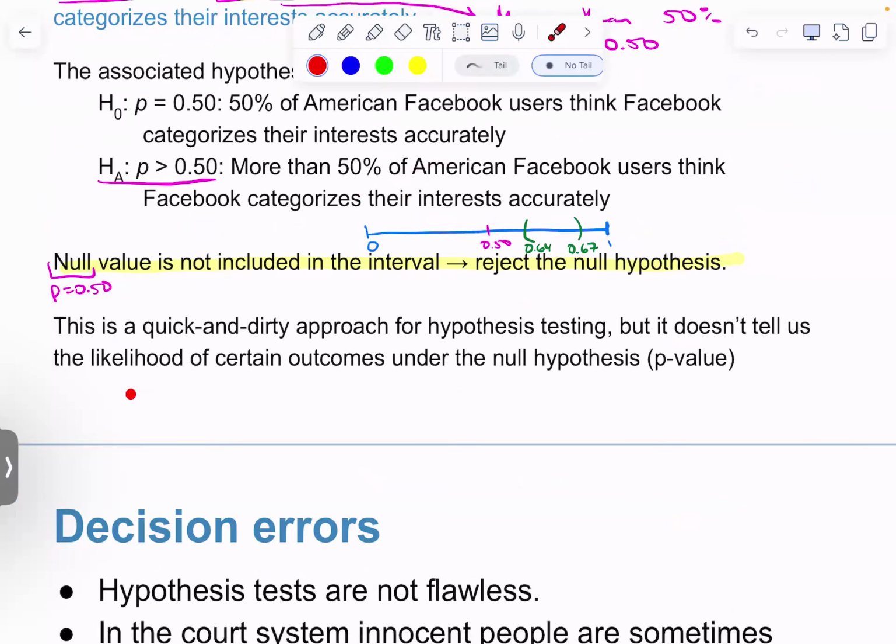The problem is it doesn't tell us the likelihood of the certain outcomes, so it doesn't give us a p-value. But sometimes it is valuable to know the range of plausible values.